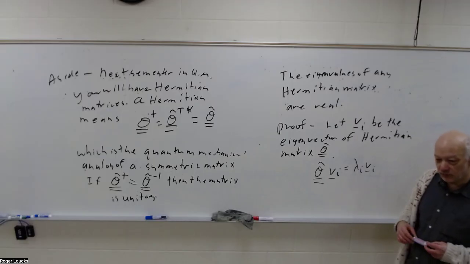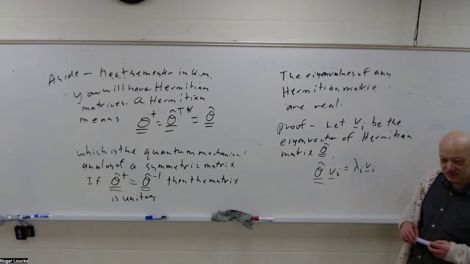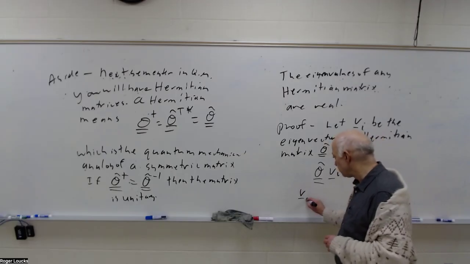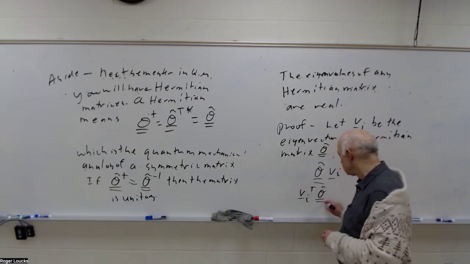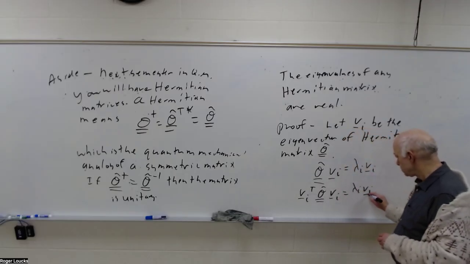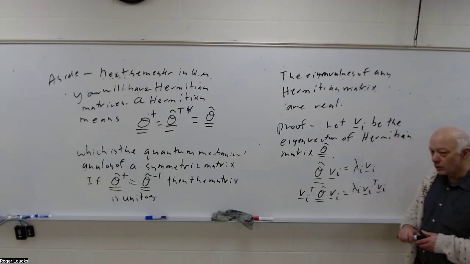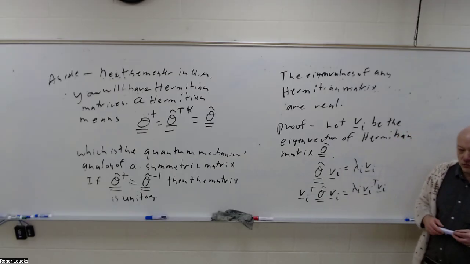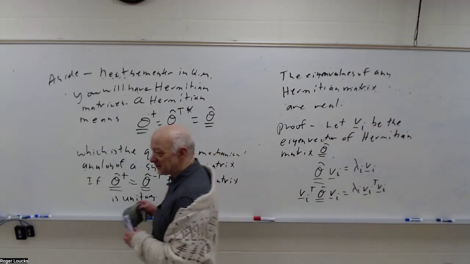What might we do to both sides before we tinker with it? You're going to multiply both sides by v_i transpose. This is just a number. Now what are you going to do? We haven't made use of the fact that this is Hermitian. Again, I'm giving you a little prep work for next lesson. You're getting an assist.